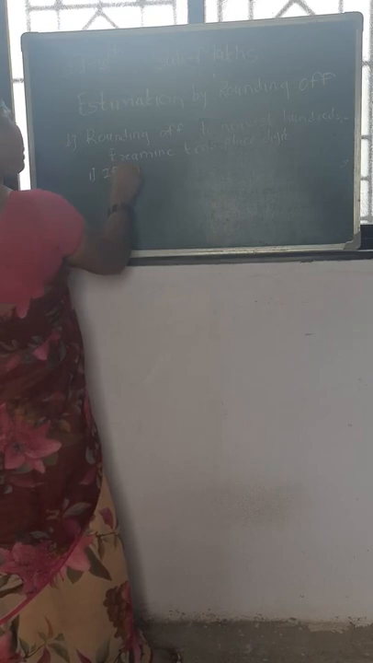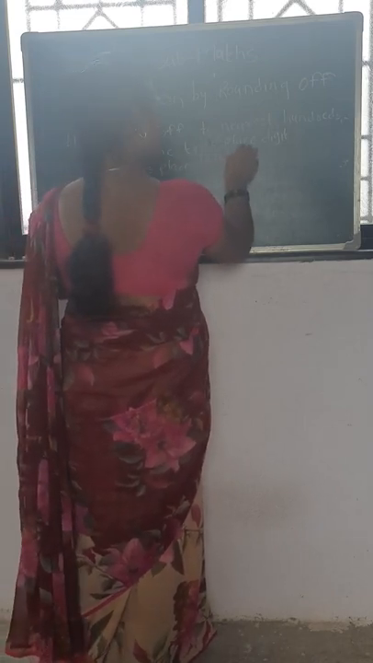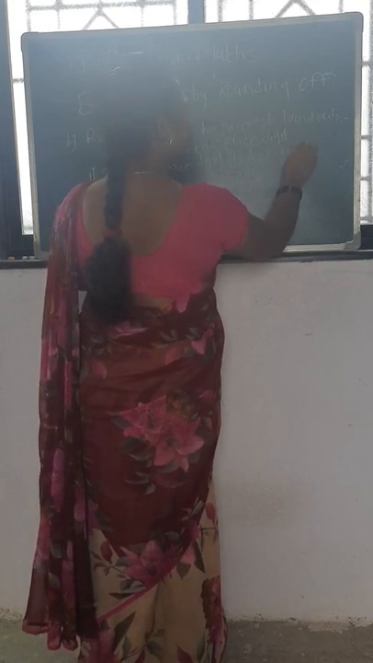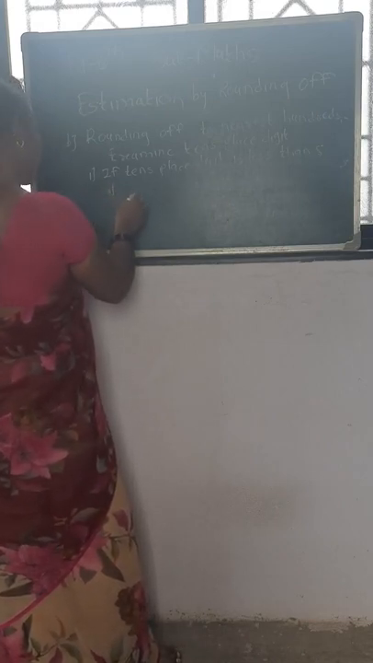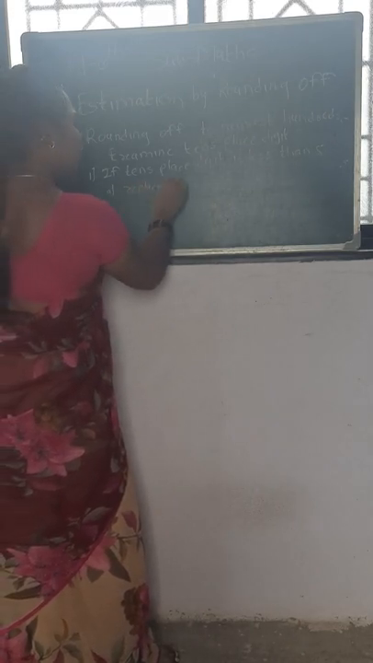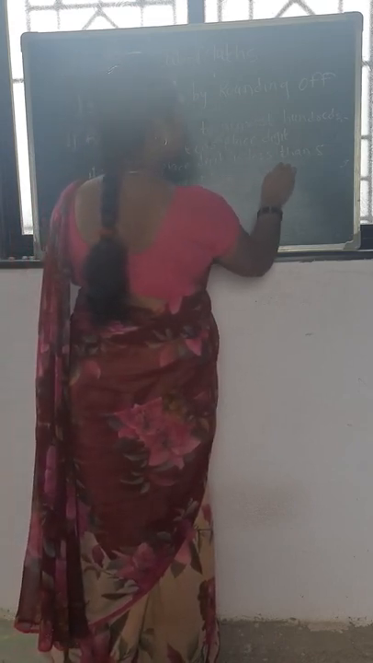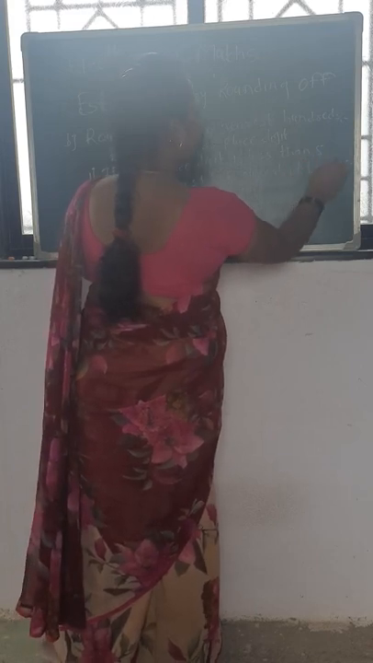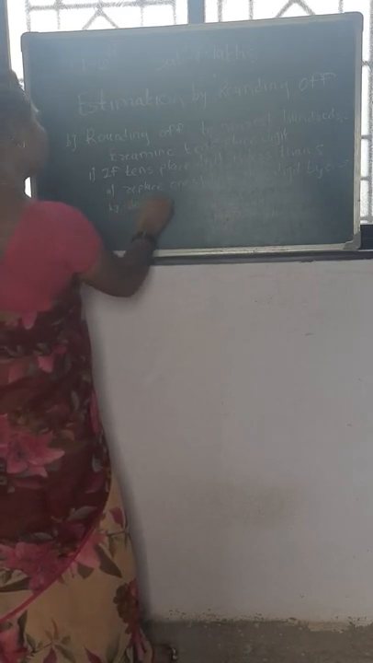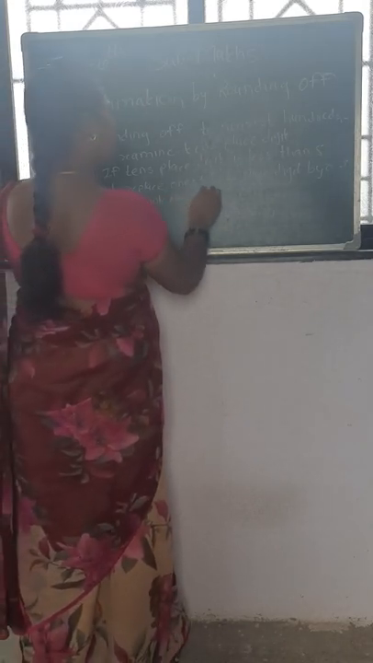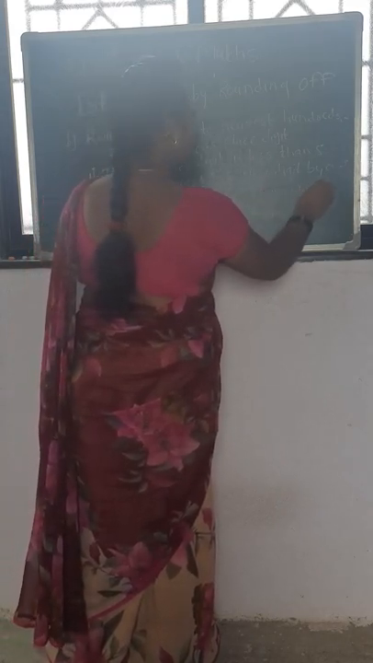Rule first is, if the tens place digit is less than 5, then first replace the ones and tens place digits by 0, and second, do not change any other number.